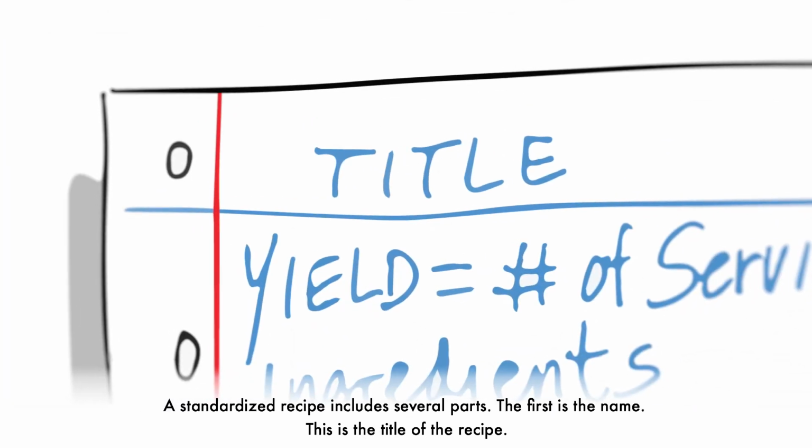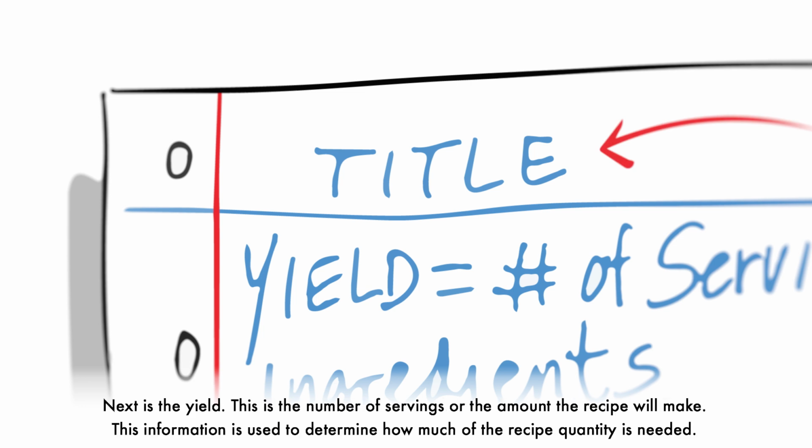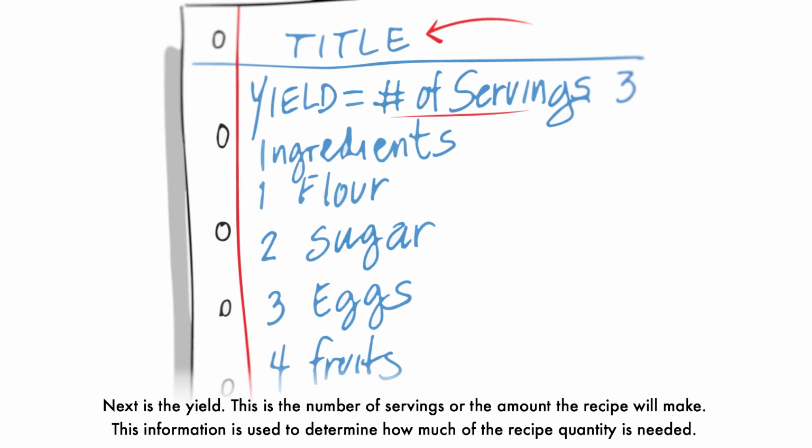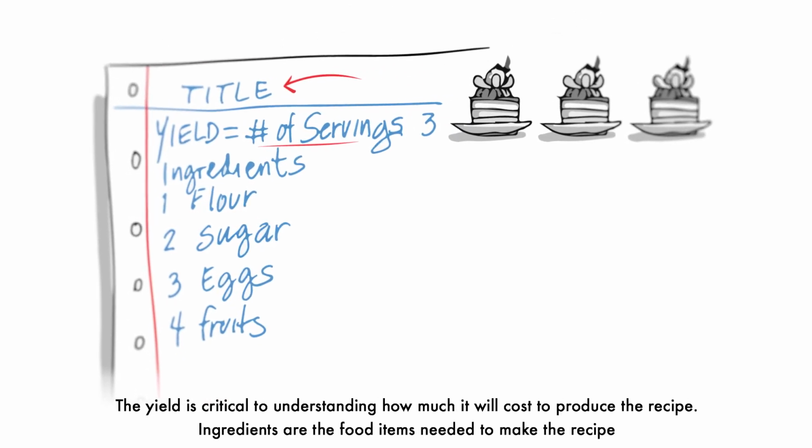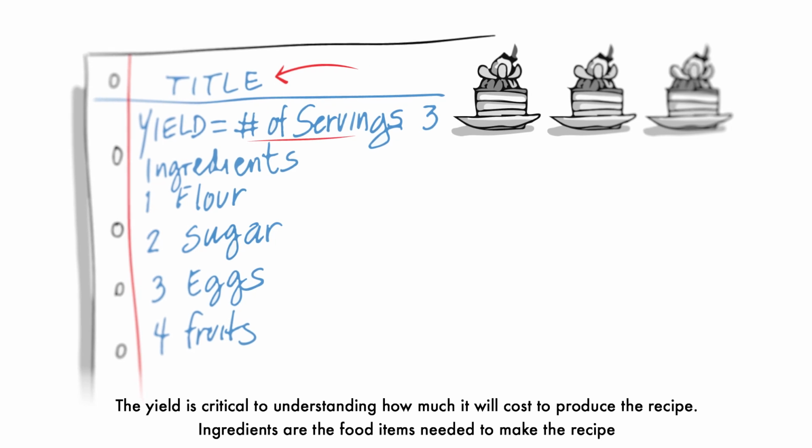A standardized recipe includes several parts. The first is the name. This is the title of the recipe. Next is the yield. This is the number of servings or the amount the recipe will make. This information is used to determine how much of the recipe quantity is needed. The yield is critical to understanding how much it will cost to produce the recipe.